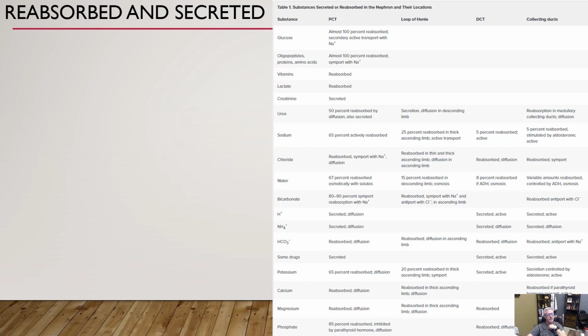All right, this is another slide, and again, you don't have to know this. But if you want to know where bicarb is reabsorbed or secreted: bicarb is reabsorbed in the proximal tubule by diffusion. In the loop of Henle, it's reabsorbed by diffusion in the ascending limb. In the distal tubule, it's reabsorbed by diffusion. And in the collecting duct, it's reabsorbed by antiport with sodium.